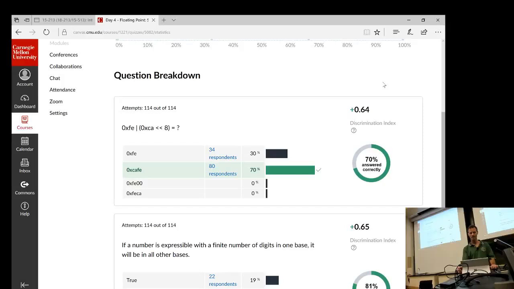The first question was a bit of a review. We're going to try to throw in one review question just to keep you on your toes. Basically, if you're shifting by 8, that means you're moving the CA completely to the left of the F and the E, so it ends up being cafe. Is the correct answer.